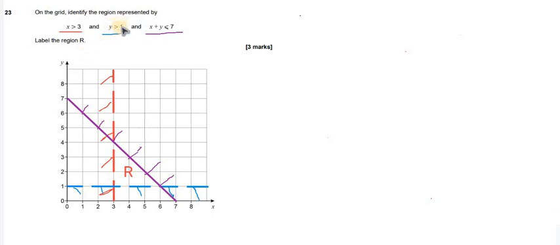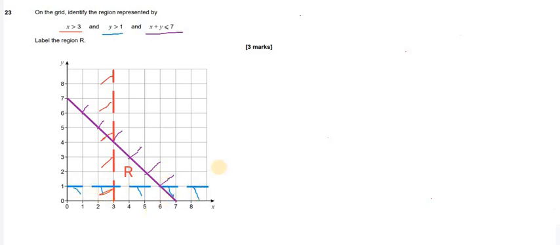Y is greater than 1. That means for every value of x, y is always equal to 1, so that's the horizontal line at y is equal to 1. Because it's greater than 1, not greater than or equal to, that line has to be broken as well. And the region we want is greater than 1, so that's above. That's where y is greater than 1. So the part we don't want, we shade off.